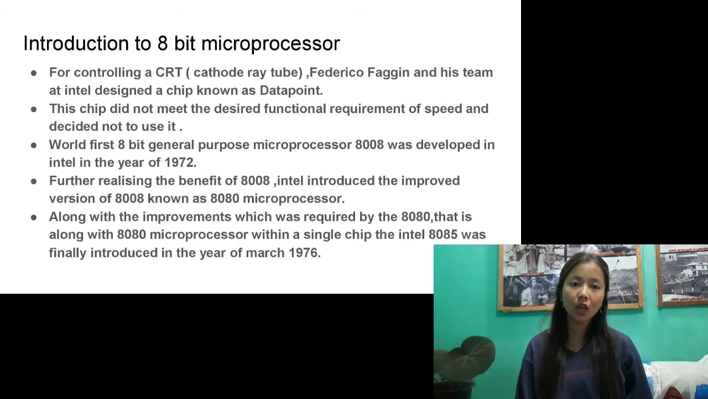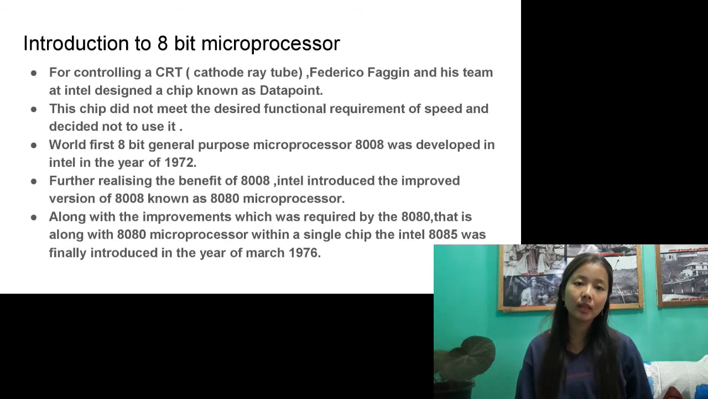The world's first 8-bit general purpose microprocessor, the 8008, was developed in the year 1972. The Intel 8008 was used in the famous Mark-8 computer kit. On realizing the potential of this product, Intel introduced an improved version of the 8008, and the respective architecture was known as the 8080 microprocessor. The 8080 microprocessor was introduced in the year 1974. The Intel 8080 really created the microprocessor market.